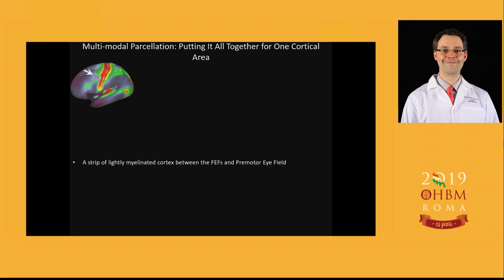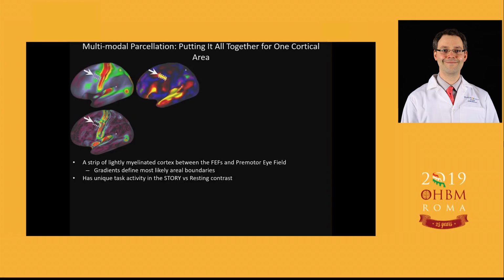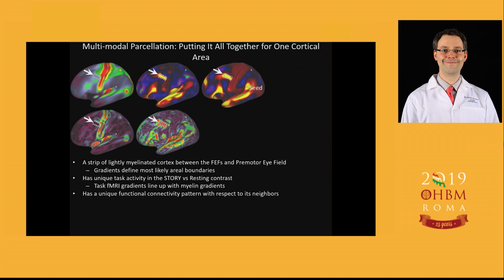So let's put it all together for one cortical area. We'll focus on this lightly myelinated strip here. 55B, it's right in front of the motor cortex, and there are two eye fields on either side of it. And so these white dots here are along the gradients, the most likely areal boundaries. It turns out this area has unique activity during the story task relative to its neighbors. And so the task gradients line up with the myelin gradients.